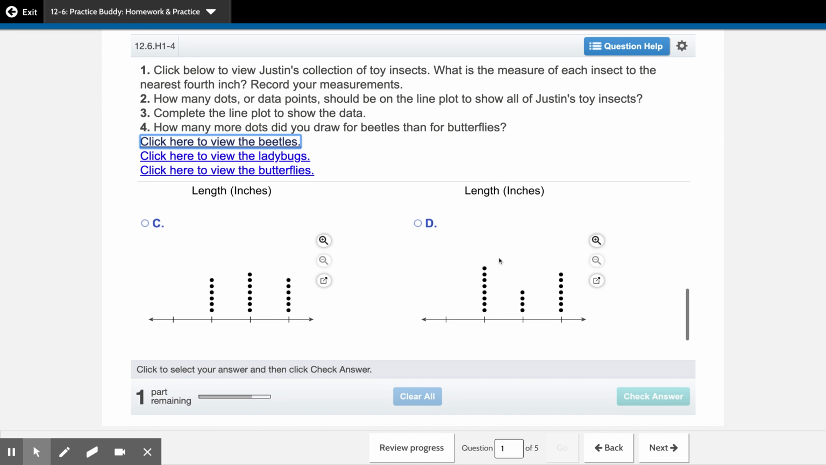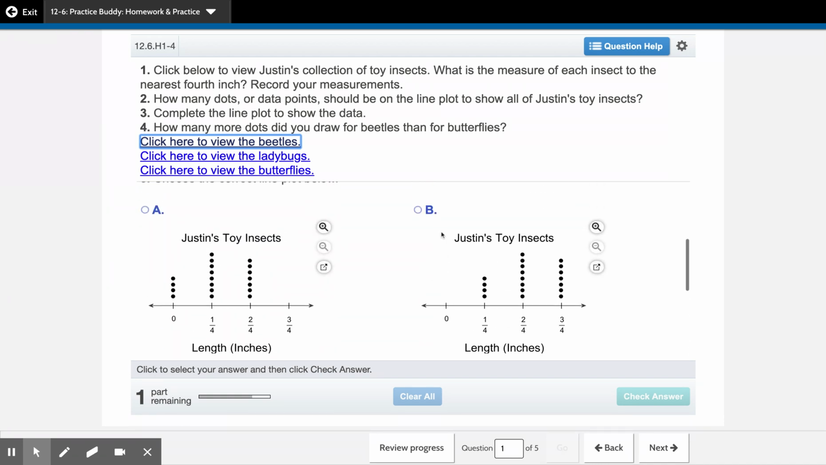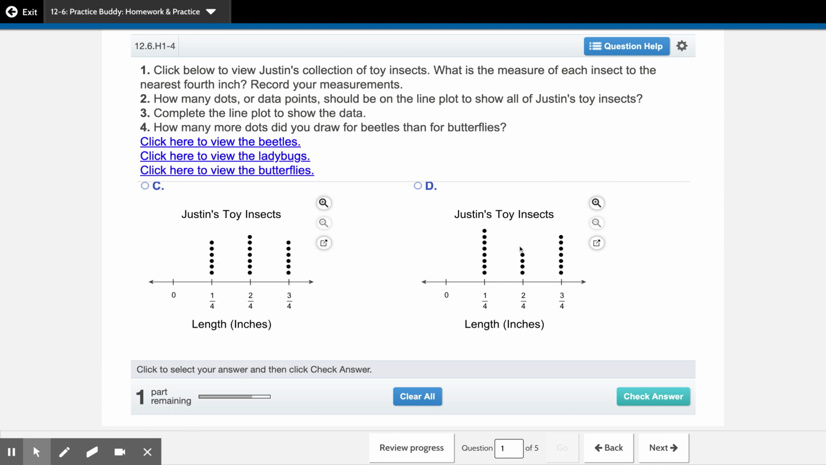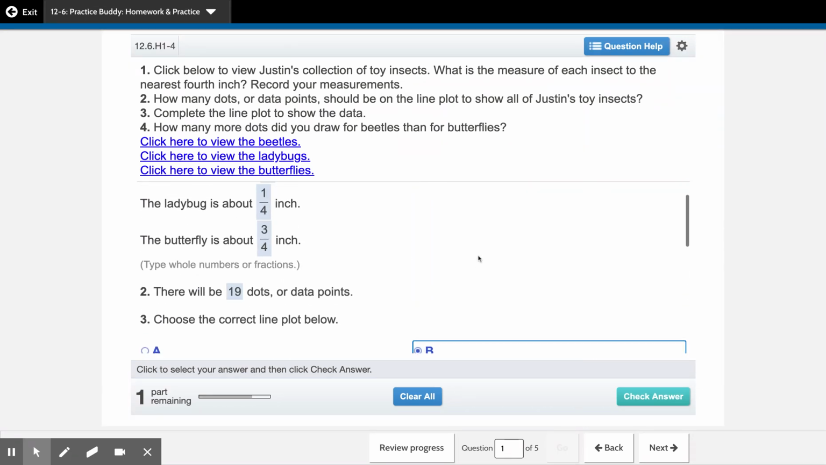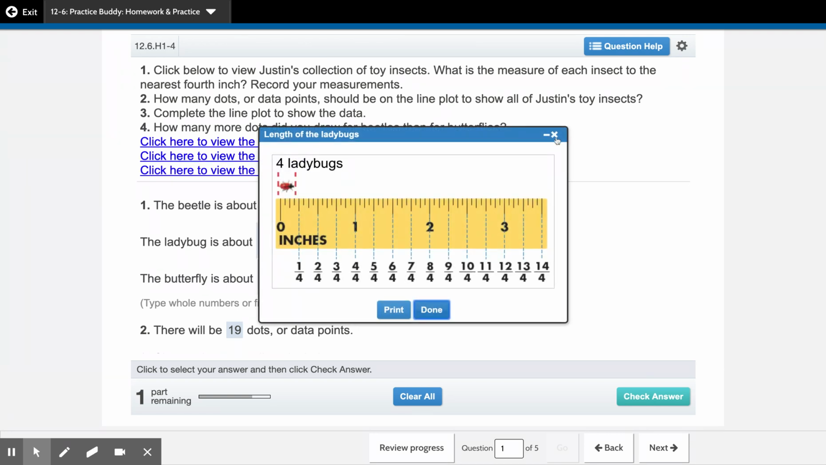So it could be this one. 1, 2, 3, 4, 5, 6, 7. It can't be that one. So really, it's looking like it's going to be our B, because I know just looking at this that that's not 8. So let's go see how many ladybugs we are supposed to have. So we're supposed to have 4 ladybugs.